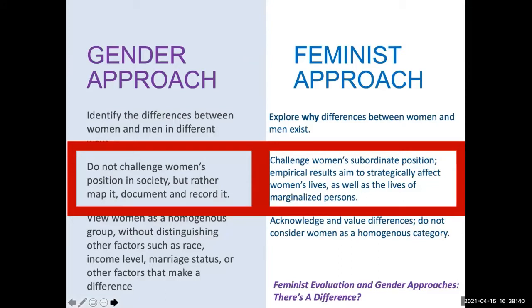I consider this to be an example of a finding that comes out of a gender approach. It does not challenge women's position in society within CGIAR or within WEET, but rather it mapped it, it documented it, and it recorded it. Had I been able to push a feminist agenda, I would have been able to push a little bit more of what you see on the right, to bring about and to do something to create change.